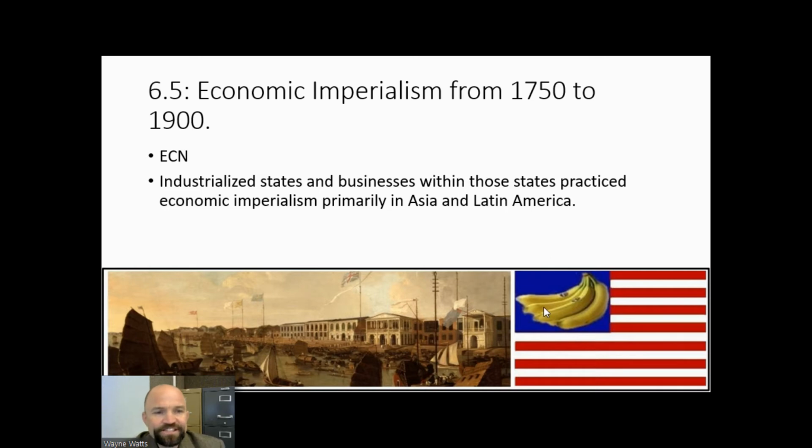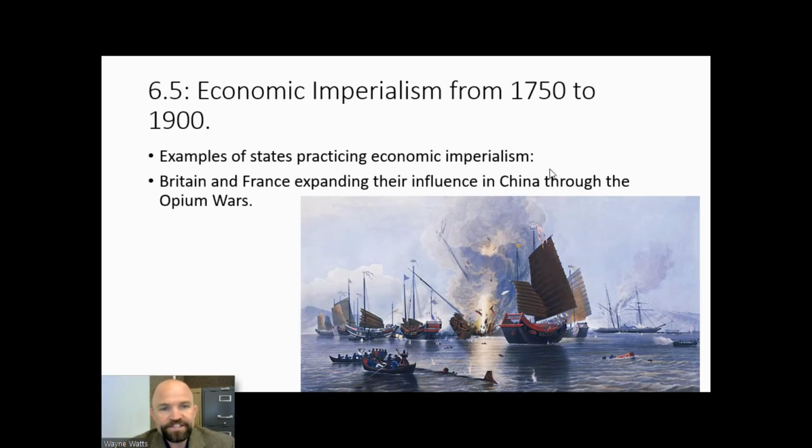Industrialized states and businesses within those states practiced economic imperialism primarily in Asia and Latin America. Economic imperialism is where you control other people not through outright imperialism, but through using money as a method. Examples of states practicing economic imperialism are Britain and France expanding their influence in China through the Opium Wars, forcibly keeping China open to international drug trade, even though they tried to shut it down.